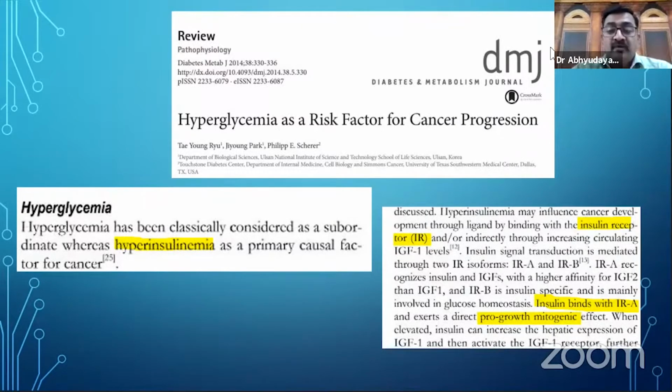And how this happens, we all know that cancer development through a ligand is by binding with the insulin receptors, directly or indirectly by increasing the levels of IGF-1, or insulin-like growth factor 1. And these signal transductions are basically through two insulin receptor isoforms, the IRA and IRB. IRA recognizes insulin and has special affinity for IGF-2, whereas IRB is insulin specific and is mainly involved in glucose homeostasis. So when insulin binds with IRA, it exerts a direct pro-growth mitogenic effect.